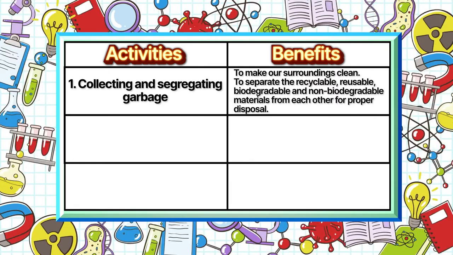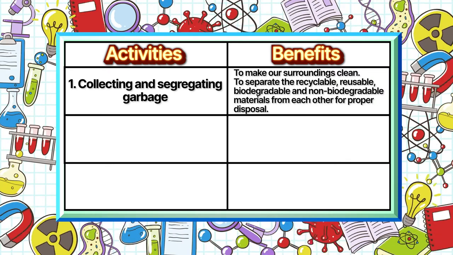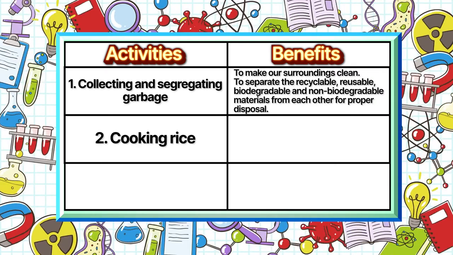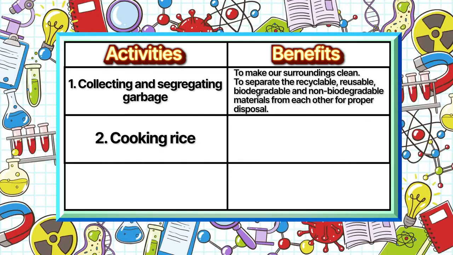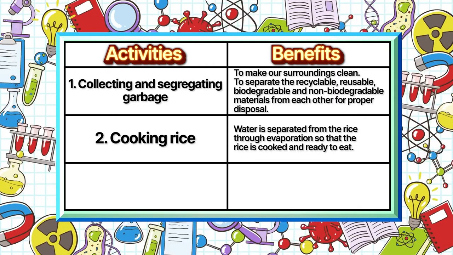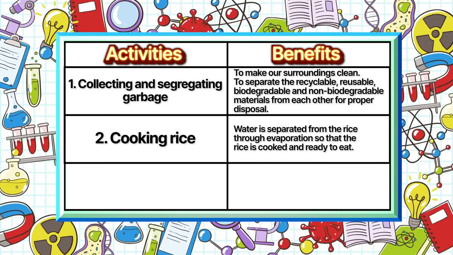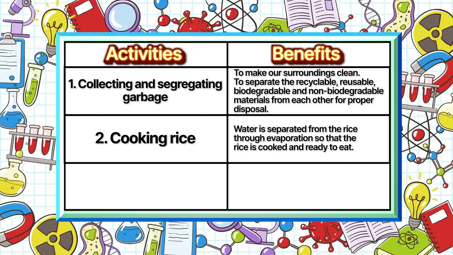Correct! For number 2, under the column Activities, we have cooking rice. Under the column Benefit, we can write water is separated from the rice through evaporation so that the rice is cooked and ready to eat.